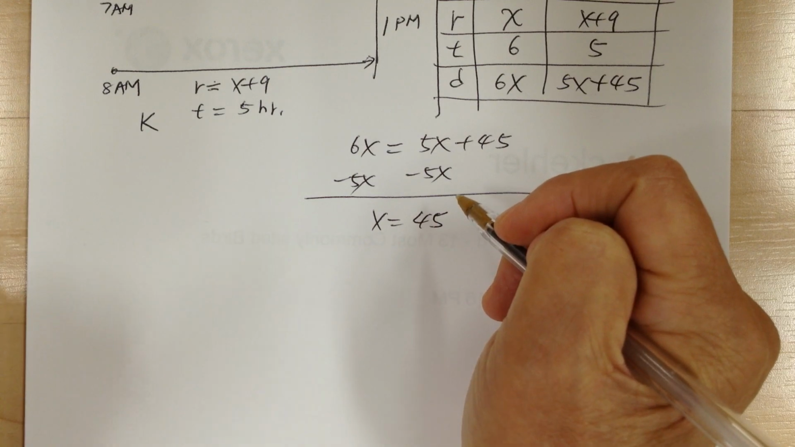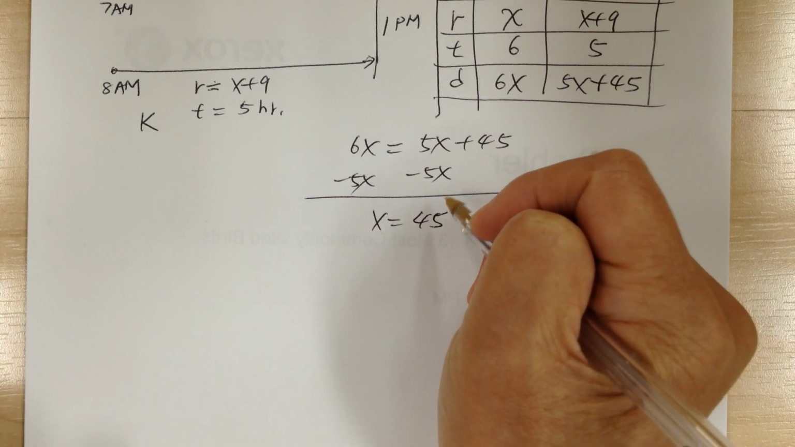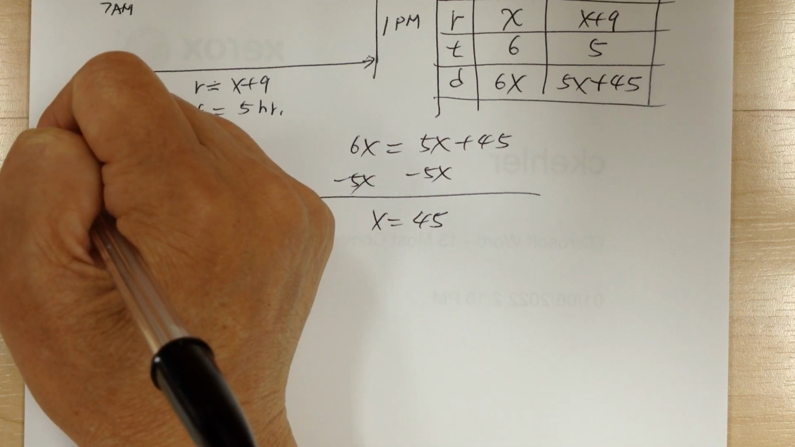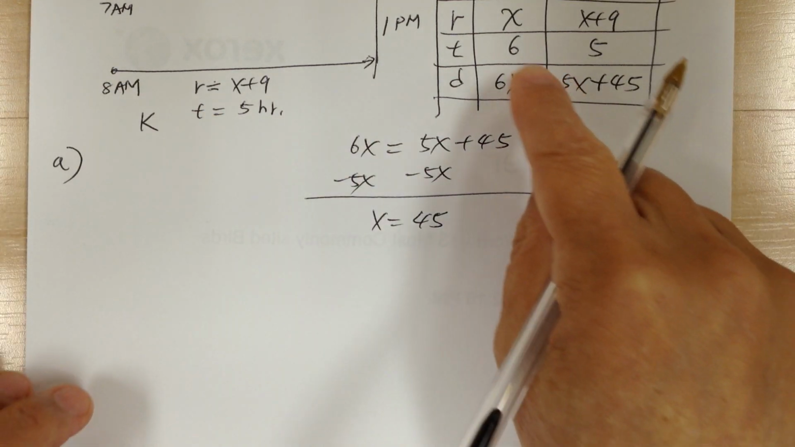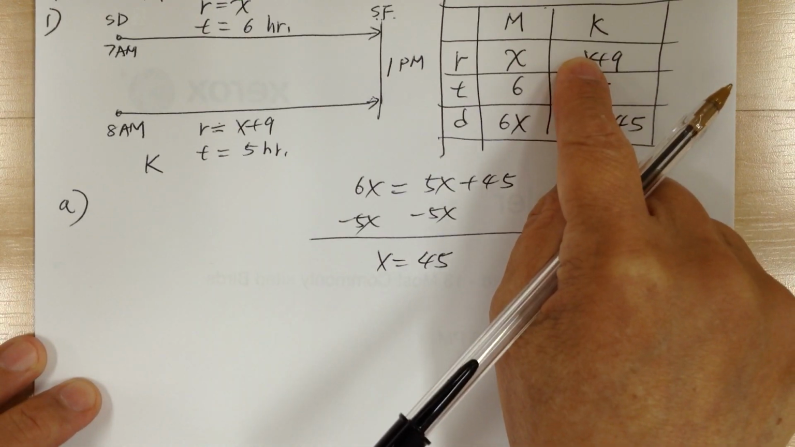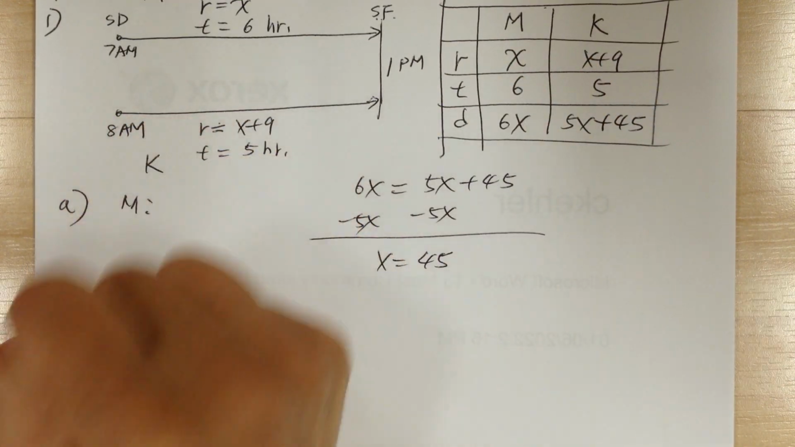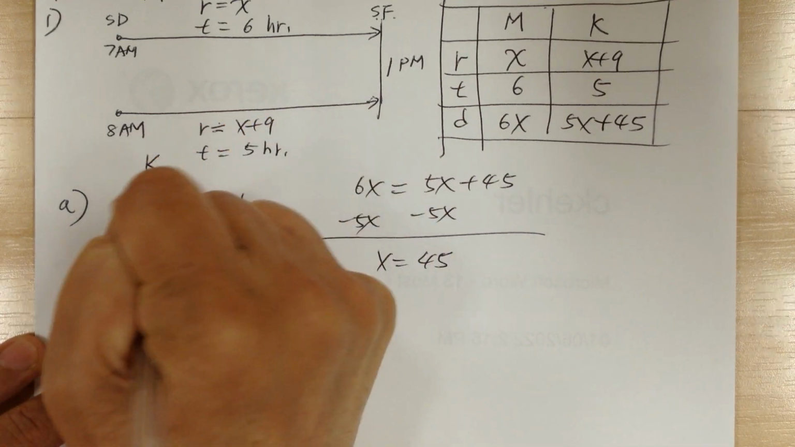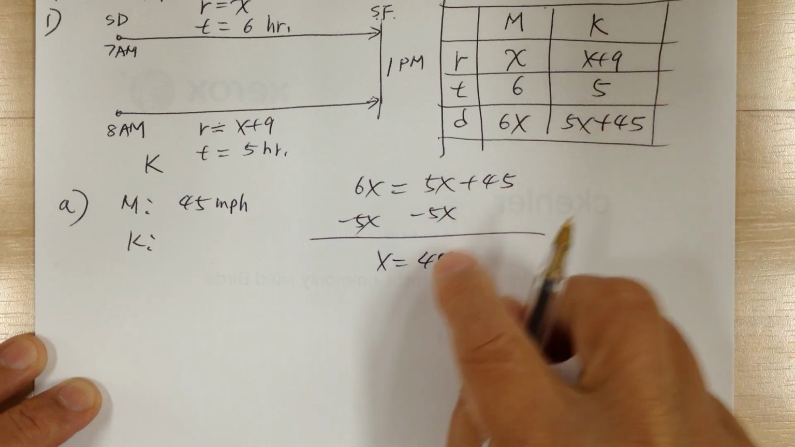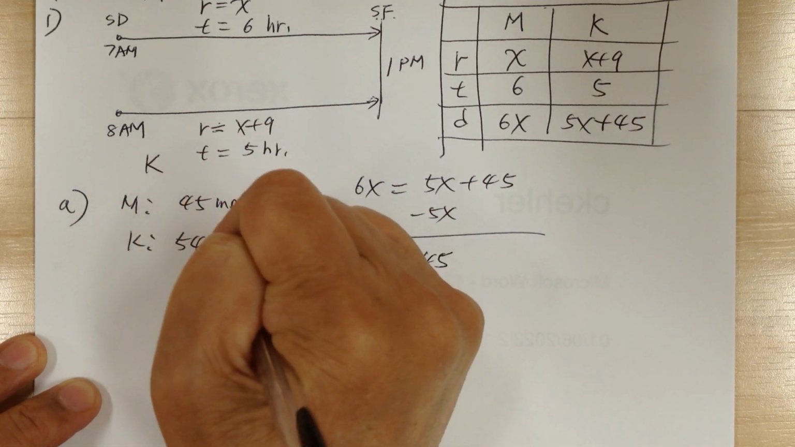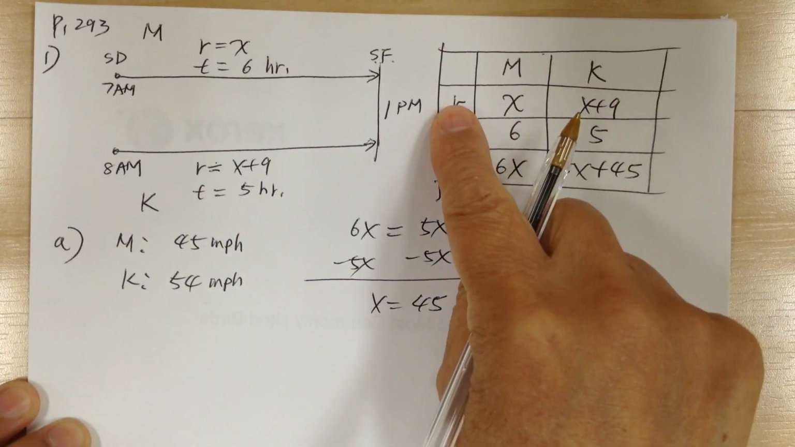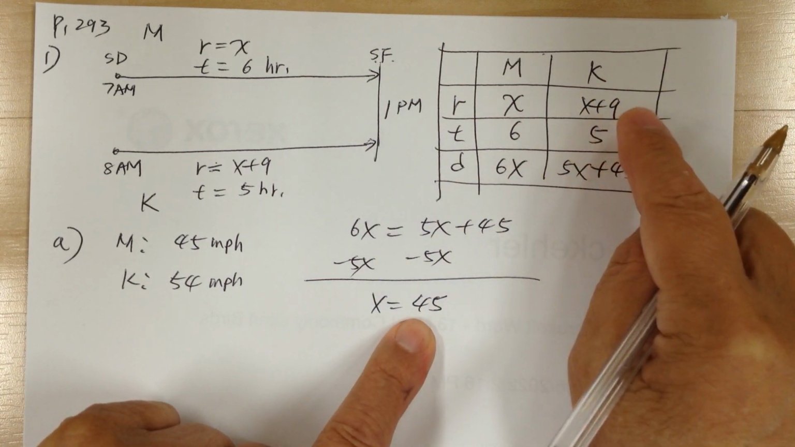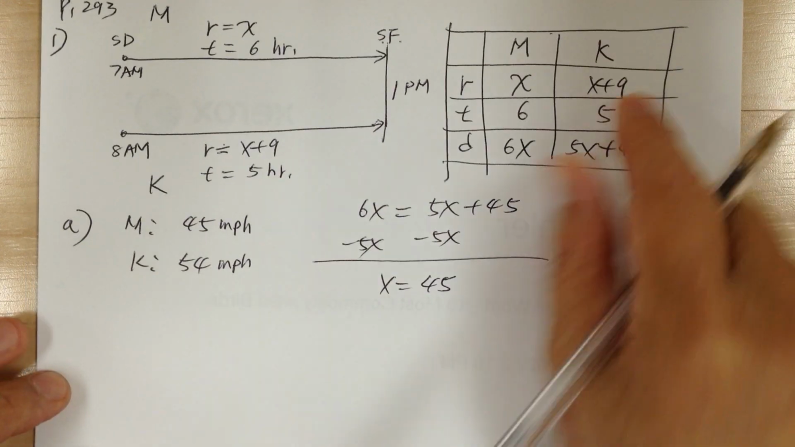Now, make sure you don't just box that. You have to go back and answer the question. So A, what was the average speed of each car? Speed is the rate. For the Malone family, x would be 45 miles per hour. For the King family, it's x plus 9, so 45 plus 9 will give you 54 miles per hour.